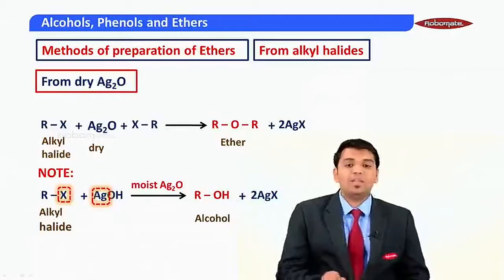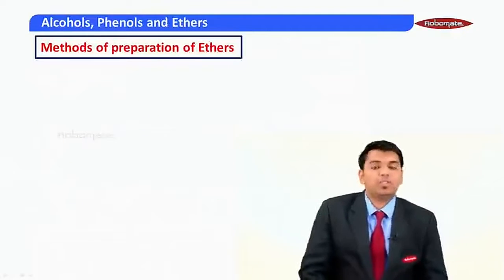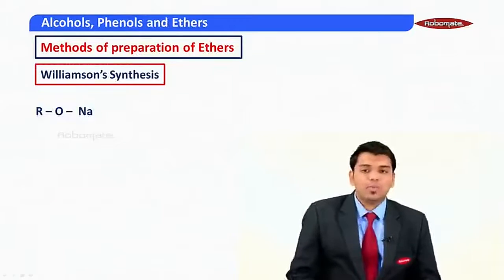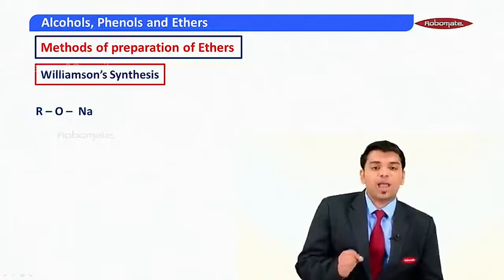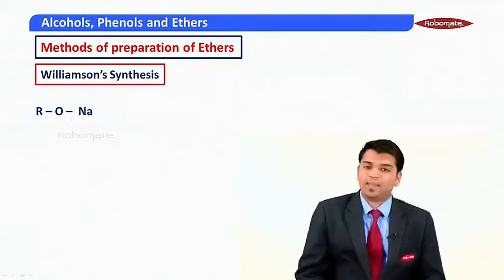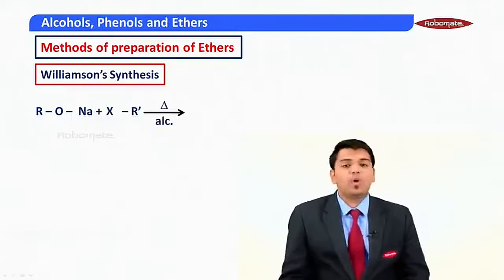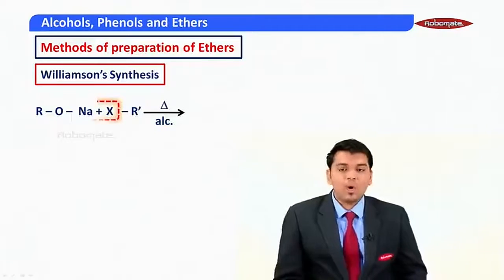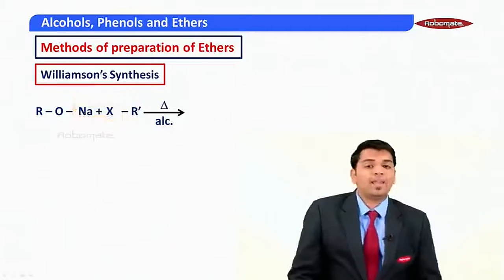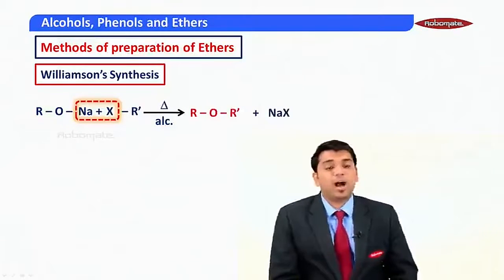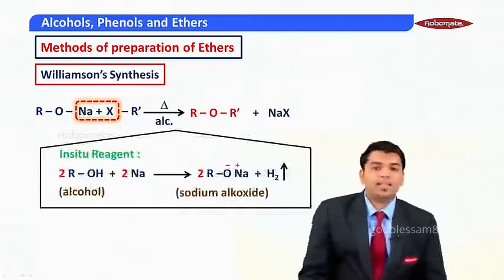The next method, as we discussed, is Williamson's ether synthesis. In this, what happens is that we take sodium alkoxide, that is RONa, and to that we add an alkyl halide under alcoholic conditions. What happens is that there is loss of an NaX molecule, and what we are left behind with is ROR', that is an ether.